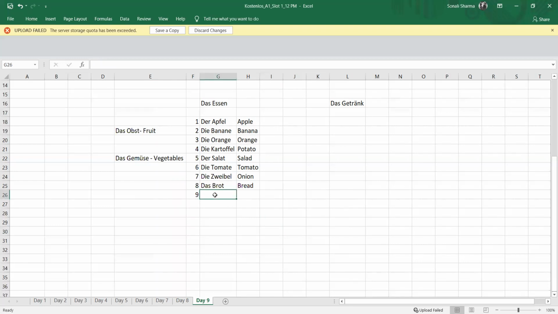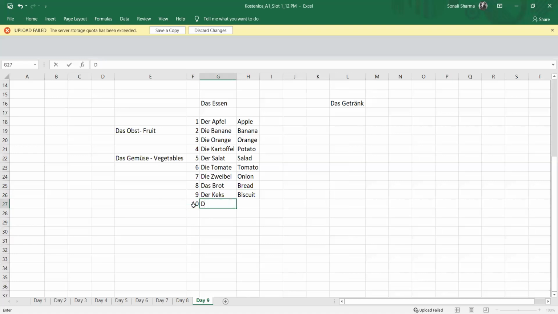Next we have is der Keks. Keks is biscuit.